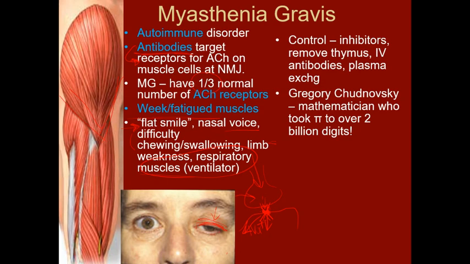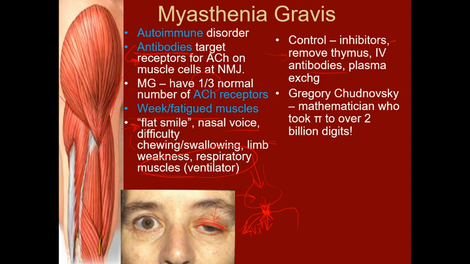There's no cure, but there are mechanisms for controlling some of the symptoms and controlling the progression of the disease. There's inhibitors that you can prescribe. They can take out the thymus that has some actions on there. Intravenous antibodies that would kind of counteract the action, plasma exchange and stuff.